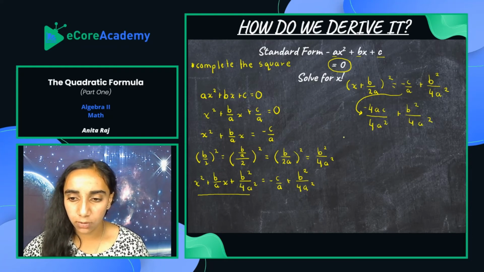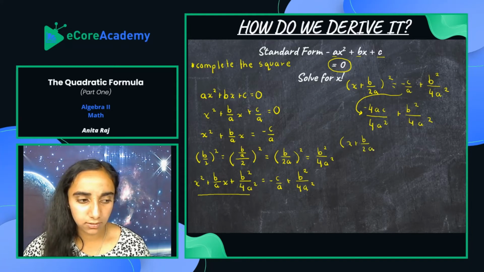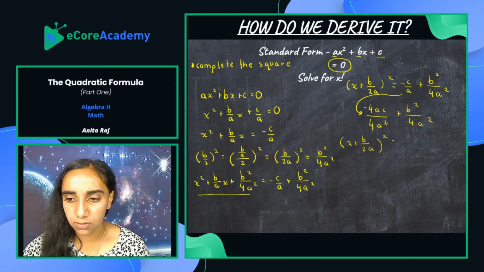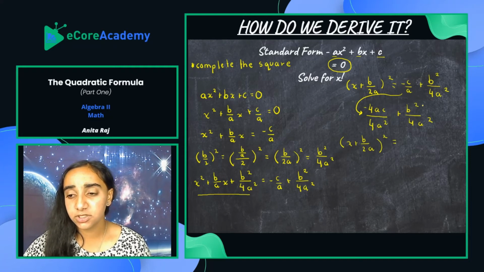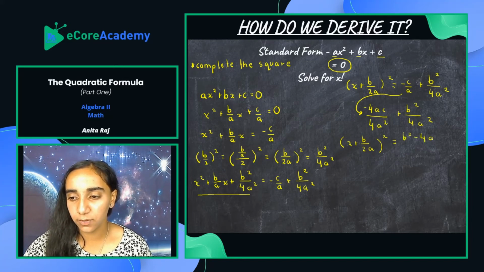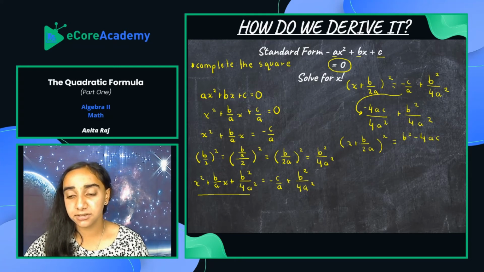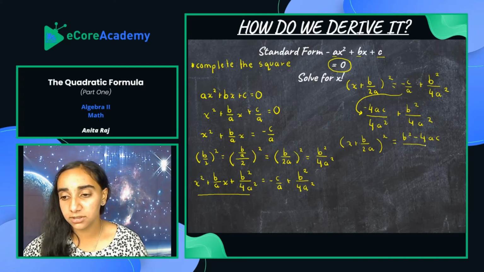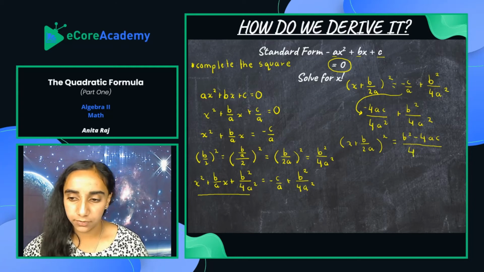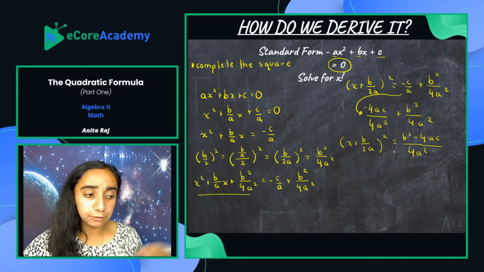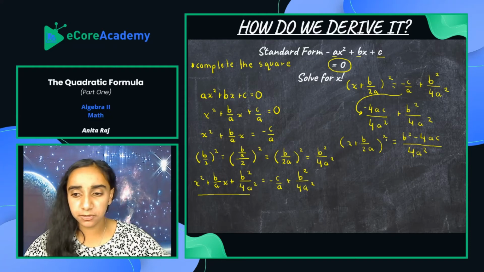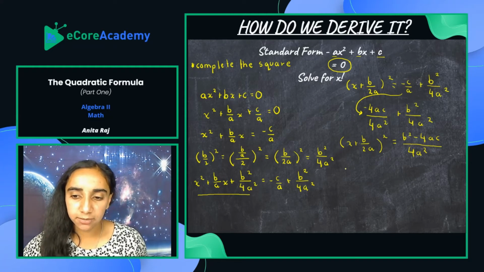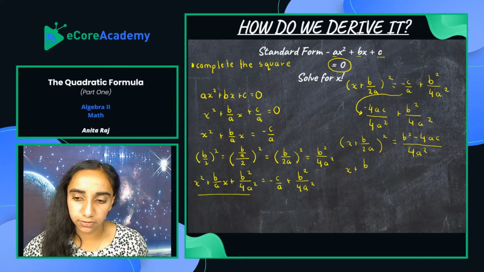Then if we just continue our work, we get x plus b over 2a squared is equal to negative 4ac plus b squared. So we're going to rewrite this as, because the b squared is positive, b squared minus 4ac, because remember, we are going to be combining these numerators because we have common denominators. Now we're going to put it all over the common denominator. And then afterwards, we want to square root both sides to get rid of the square right here. So we end up getting x plus b over 2a.